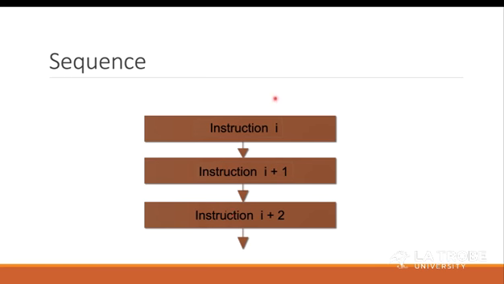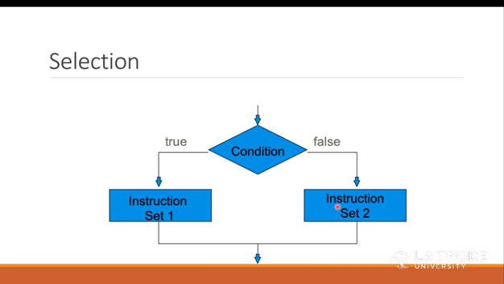Now this is the structure of the sequence control structure, where the instructions will get executed as they appear in order. If it's of type selection, then it depends on the condition. So if you see here, we have got a condition, and that condition can either be true or false. Depending on whether this condition is satisfied, the set of instructions will be executed. If the condition is satisfied, then this instruction set will get executed. If it doesn't, then this instruction set will get executed.